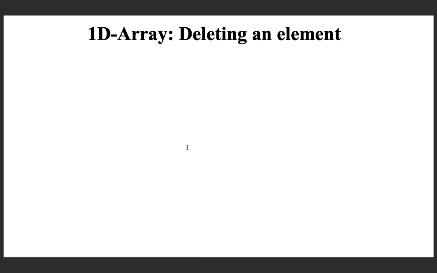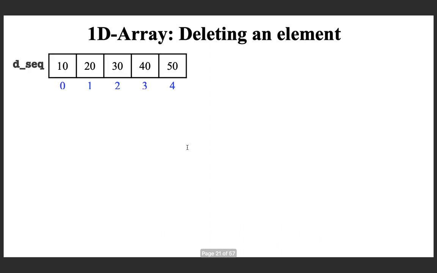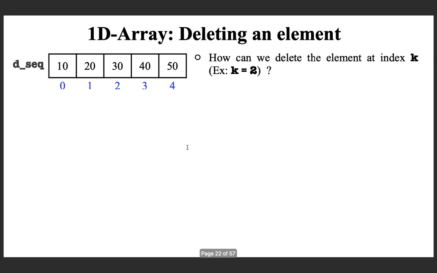Now we can look at another operation, which is deleting an element of an array, of a single dimensional array, which is a tricky operation. How will you delete? Suppose you have this array, and the question now is how we can delete the element at index k, some valid index k. For example, suppose k is equal to 2. You want to delete the element 30. How will you do it?